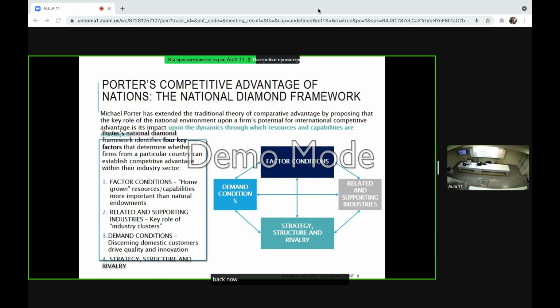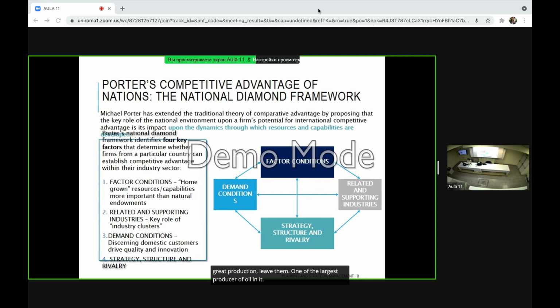This is Porter's National Diamond Framework, which tries to explain why some countries establish a competitive advantage within a specific industry sector. There are four factors to take into consideration. The first is factor conditions, because homegrown resources and capabilities are more important than natural endowments. For example, consider Saudi Arabia, which is one of the largest oil producers in the world.